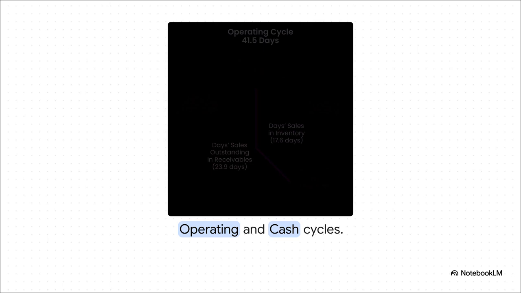Let's see how this builds within the whole framework. So the operating cycle handles the asset side of things. Let's say it totals 41.5 days, combining days sales outstanding in receivables at 23.9 days and days sales in inventory at 17.6 days. That is how long it takes to buy inventory, sell it, and collect the cash. But here is where our accounts payable metric sweeps in to save the day. Your payable days actually offset that total. If you don't have to pay your suppliers for 27.7 days, you just subtract that from the 41.5, meaning your actual cash is only tied up for the remaining 13.8 days. And that, my friends, is your cash cycle.